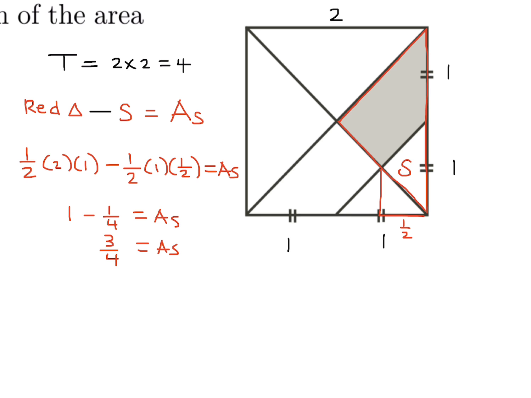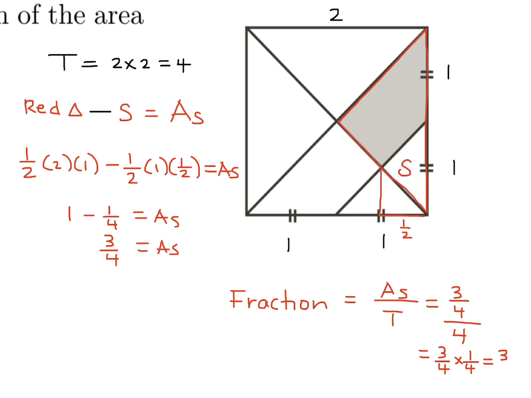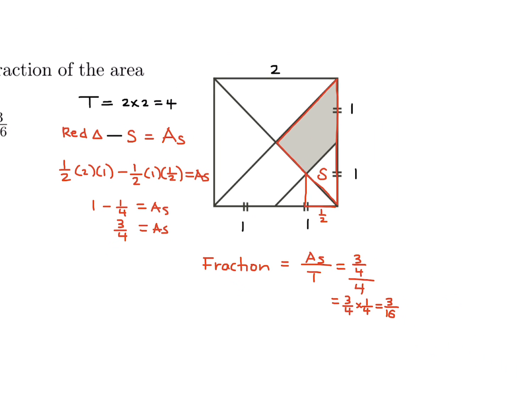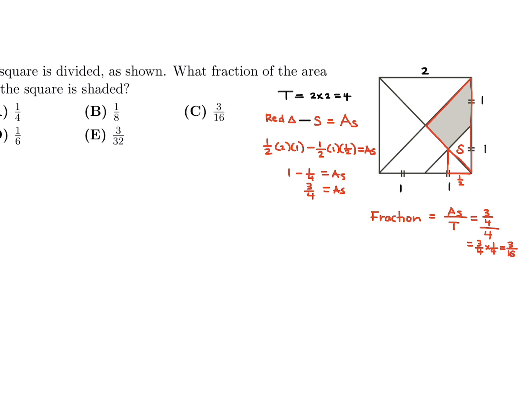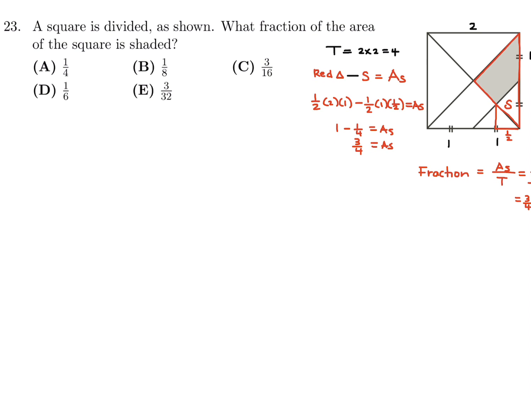So now what they want in the final part of this question is the fraction that the shaded region represents of the total square. So that means the fraction would be the shaded region divided by the area of the total square, divided by T. So AS is 3 over 4. T we had earlier figured out was 4. So 3 over 4, invert and multiply, and that gives me 3 over 16. So 3 over 16 is the answer to this question, and that looks like choice C.